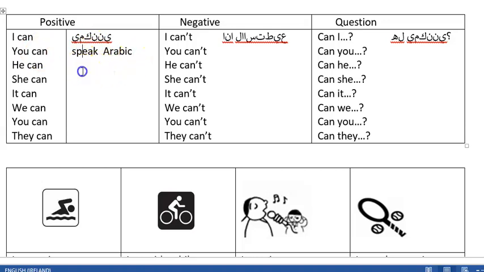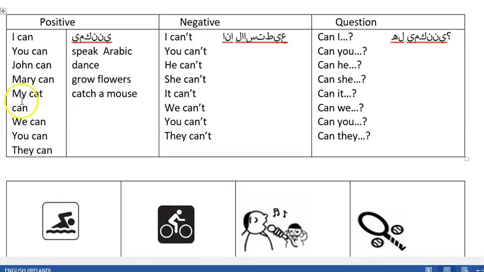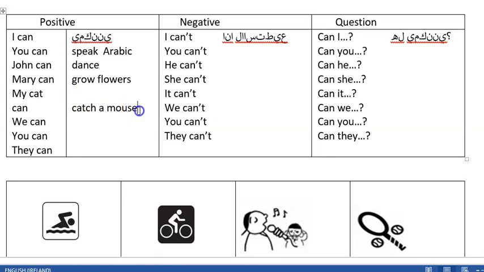He can, John, for example, he can dance. She can, that's Mary. Mary can grow flowers. So we could change the subject here to John. John can dance. Mary can grow flowers. It can, okay, we talked about my cat, it can catch a mouse. So we change that, my cat. My cat can catch a mouse. Super. We can talk on WhatsApp.